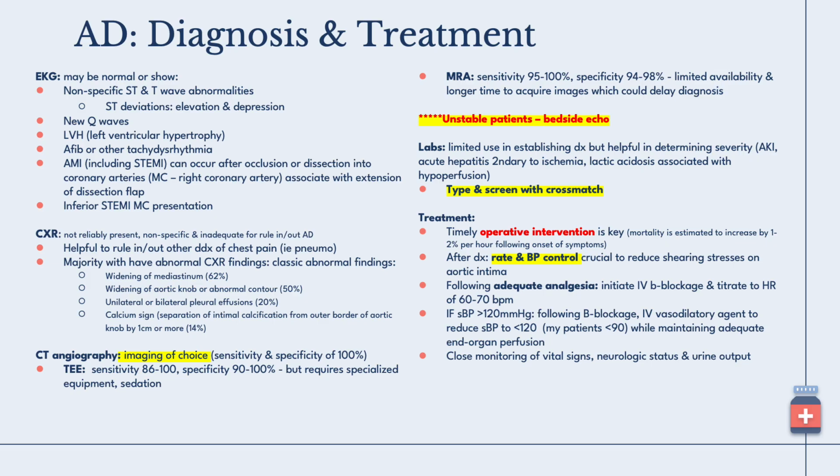Our CT angio is going to be our imaging of choice. So this is going to be 100% specific and sensitive. Our TEE sensitivity is about 86 to 100% with specificity of 90 to 100. But our TEE does require special equipment, as well as patients are going to need to be sedated. MRI sensitivity 90 to 100%, specificity 94 to 98. But here we have limited availability, and it takes longer.